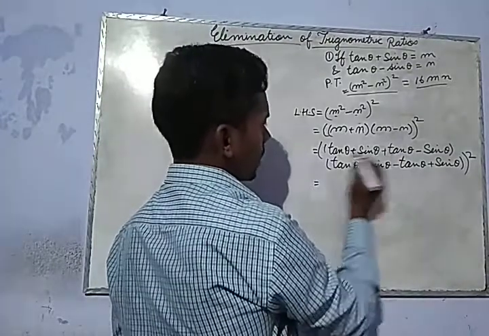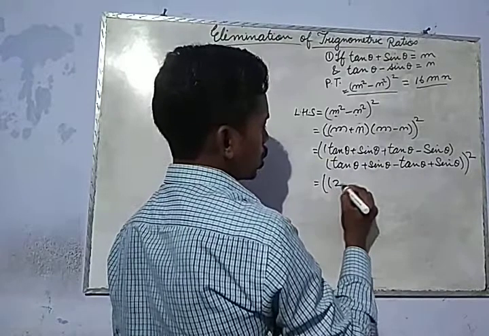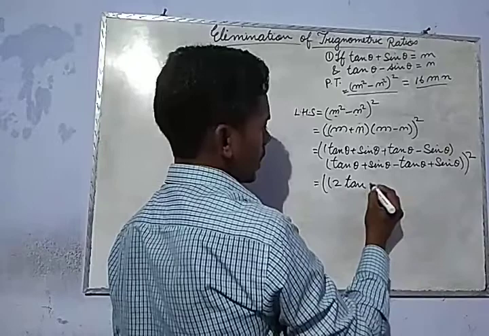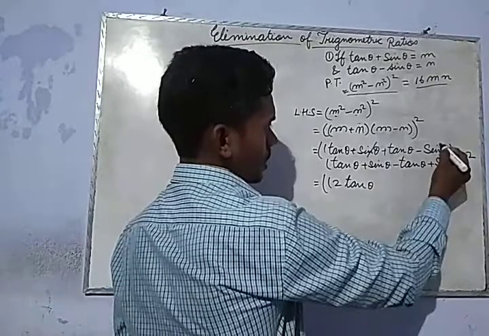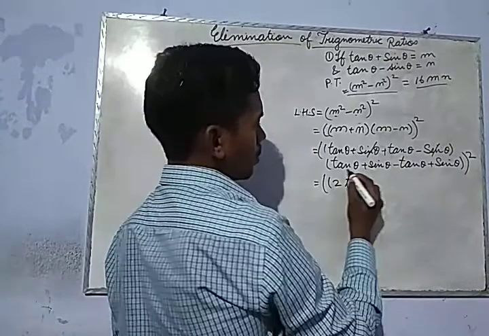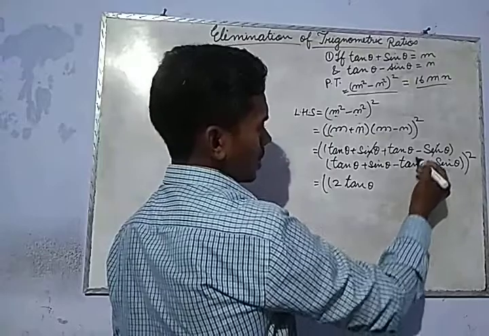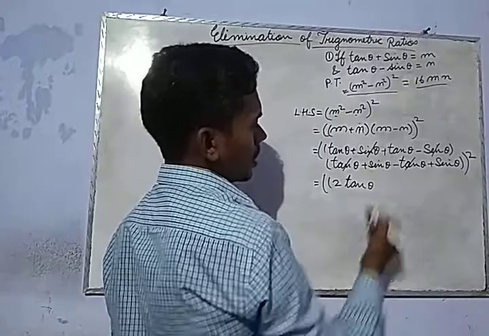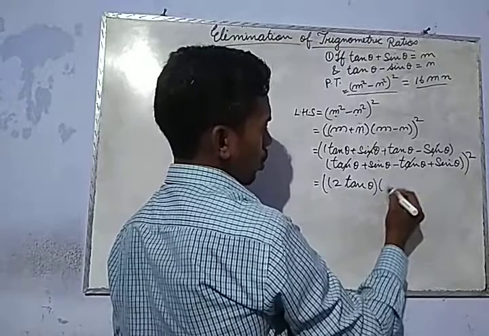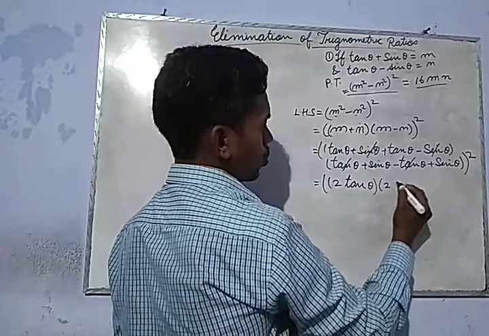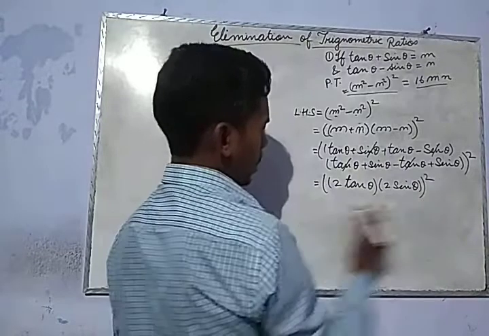So tan theta plus tan theta, how much will it be? 2 tan theta plus sin theta minus sin theta, and these both will be cancelled. Similarly in this one, tan theta minus tan theta, so these two terms will be cancelled, and then we have plus sin theta and plus sin theta, multiplied by 2 sin theta, whole square.